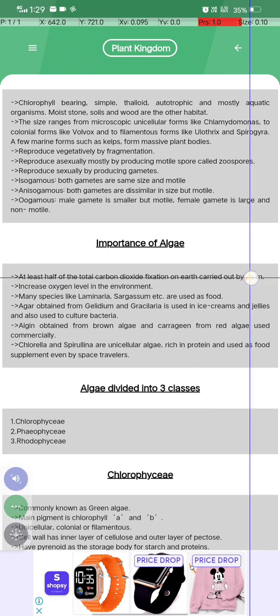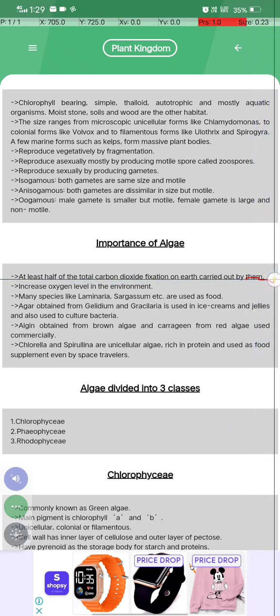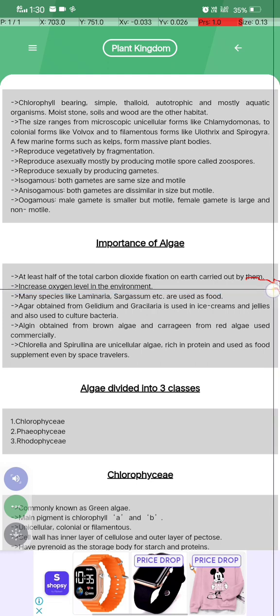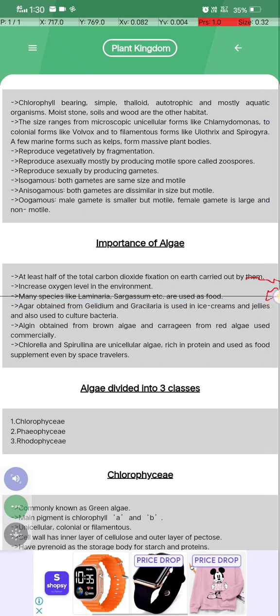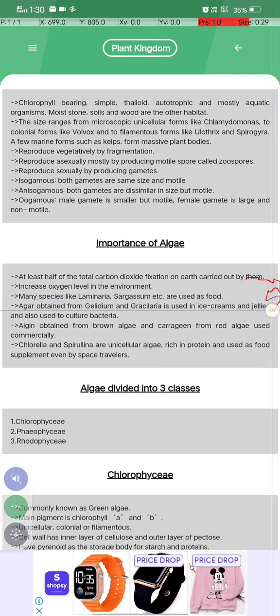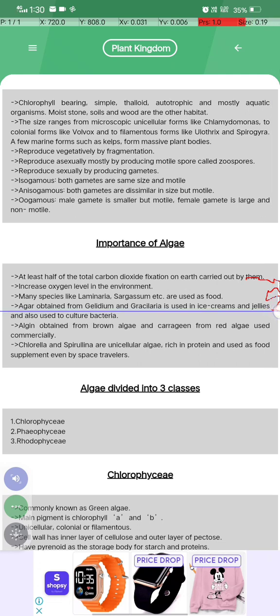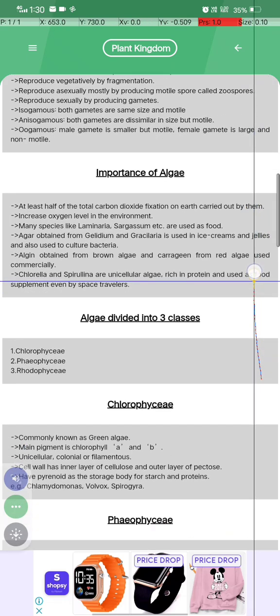Importance of algae: at least half of the total carbon dioxide fixation on earth is carried out by them, and they increase the oxygen level of the environment. Many species of Laminaria and Sargassum are used as food. Agar obtained from Gelidium and Gracilaria is used in ice cream and jellies, and to culture bacteria. Algin is obtained from brown algae and carrageenan from red algae, used commercially. Chlorella and Spirulina are unicellular algae rich in protein, used as a supplement even by space travellers.